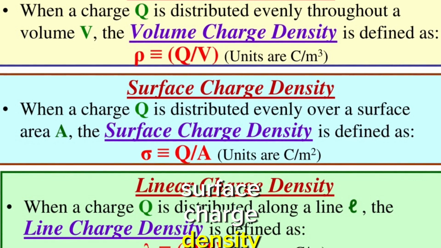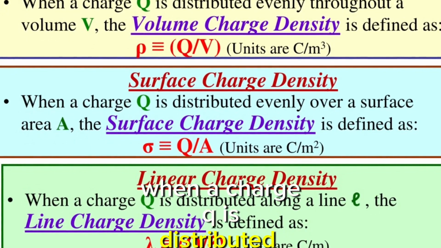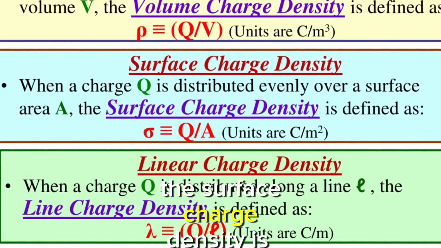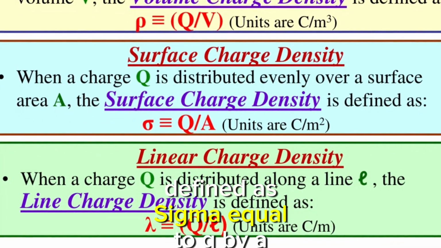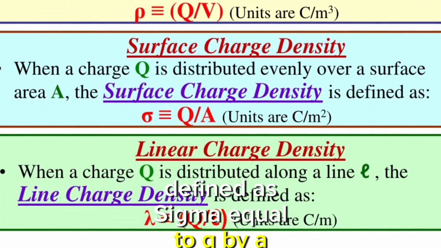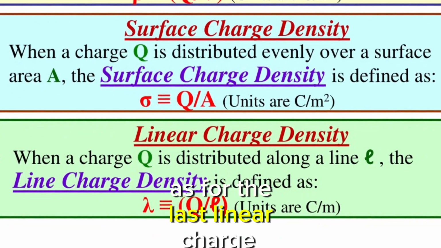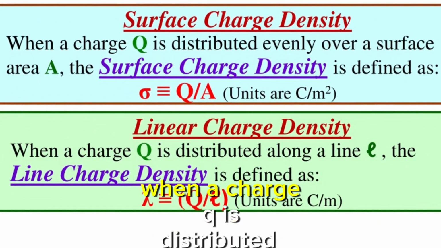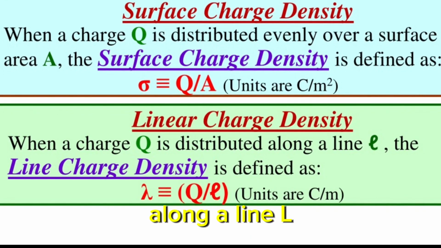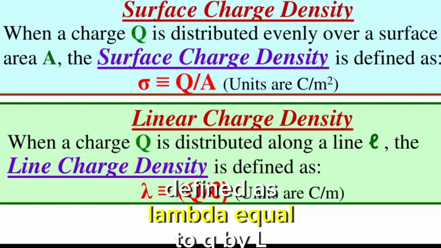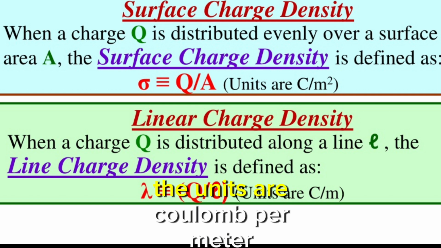Surface charge density: when a charge Q is distributed evenly over a surface area A, the surface charge density is defined as sigma equal to Q by A. Unit is coulomb per meter square. As for the last, linear charge density, when a charge Q is distributed along a line L, the line charge density is defined as lambda equal to Q by L. The units are coulomb per meter.